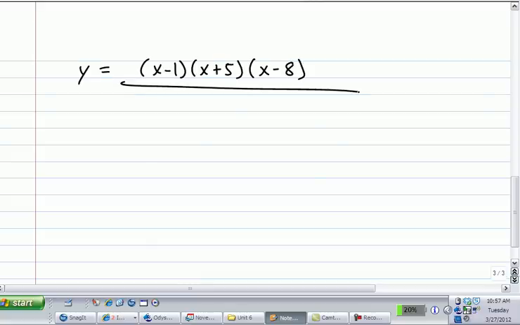Let's go one more. We'll go a whole new problem. Let's go y equals x minus 1. Yeah, let's put this in your notes. x minus 1, x plus 5, x minus 8 over, let's have this one have a hole at 1 and a vertical asymptote at 3.